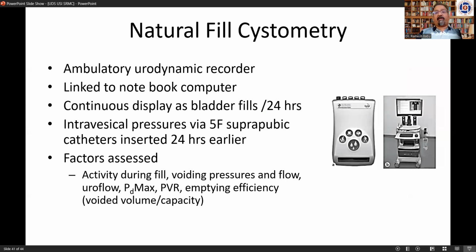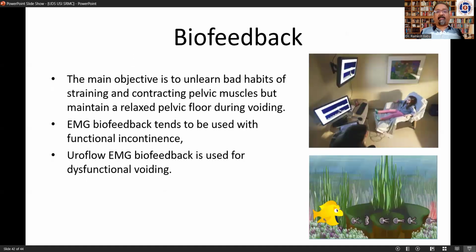So natural fill cystometry or ambulatory urodynamics, I'm not going to go into it, but you can connect these kinds of devices to a notebook computer, and then you can connect via a 5 French suprapubic catheter inserted 24 hours earlier for monitoring the intravesical pressure. And this is more of a thing in an adult rather than a child.